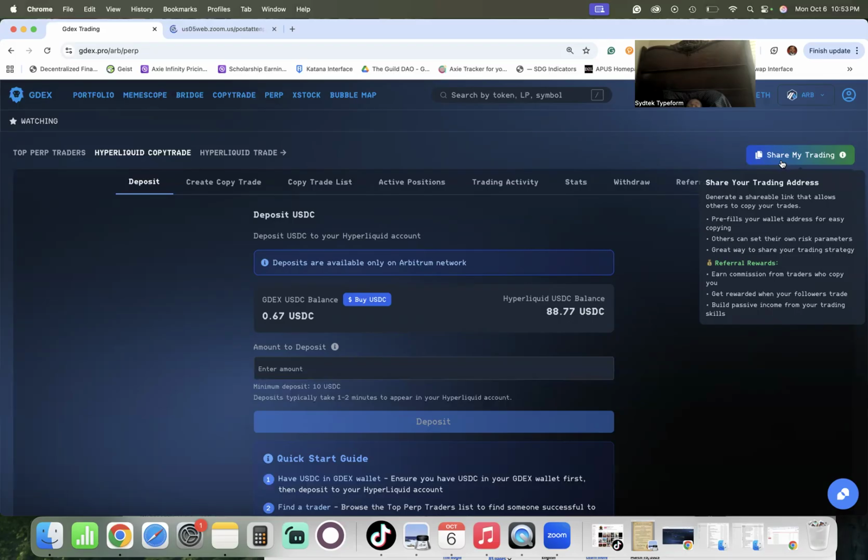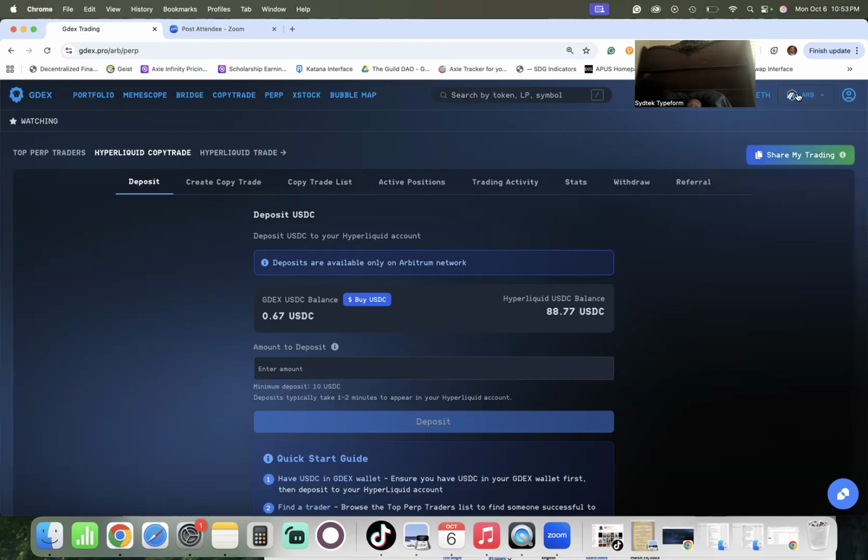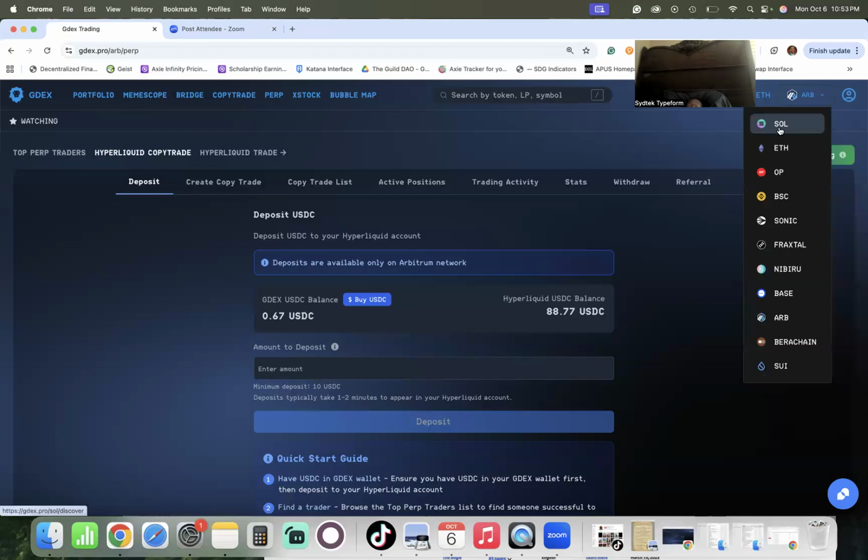Gemach.io as well. That way you can do lending and you can get fees or get rewards off of lending. Then we'll also talk about Curve, and then we'll also go on to, so just on here, for example, we're on Solana where we can do some liquidity mining. We can do Ethereum, Optimism, Binance, Sonic, Fractal, Nibiru, Base, Arbitrum, Berachain, and Sui.